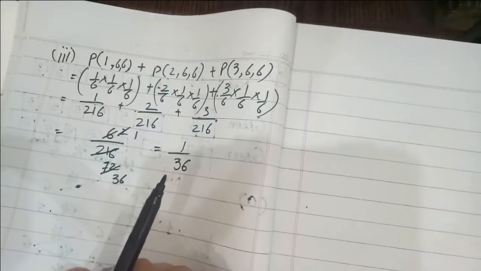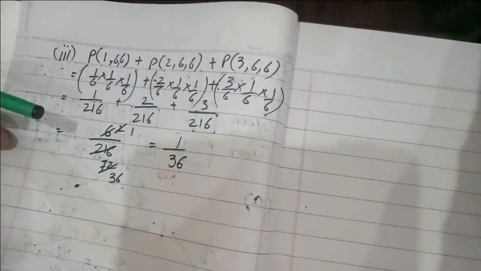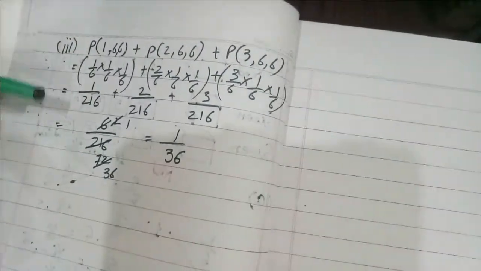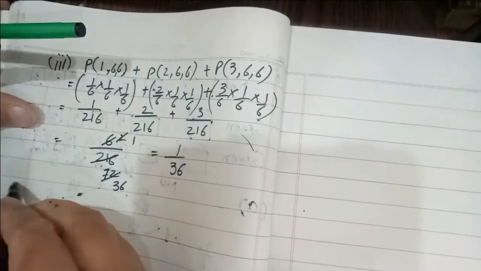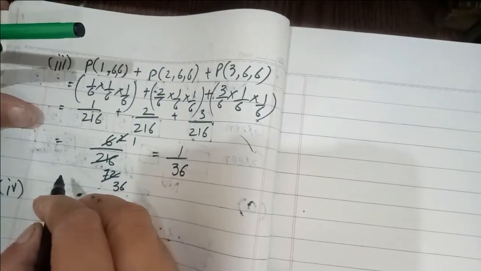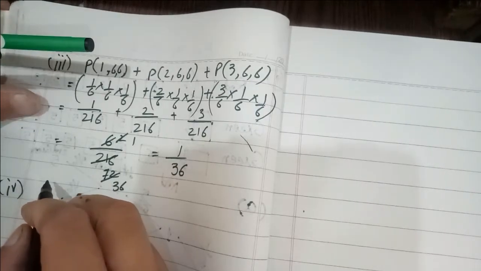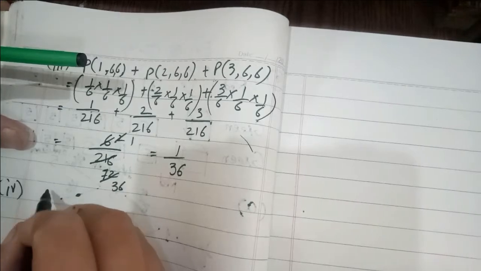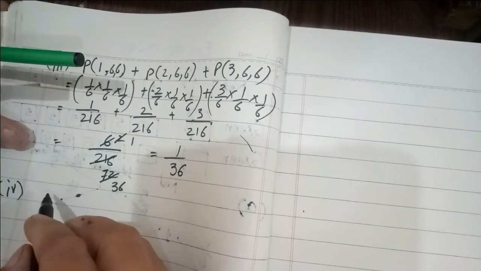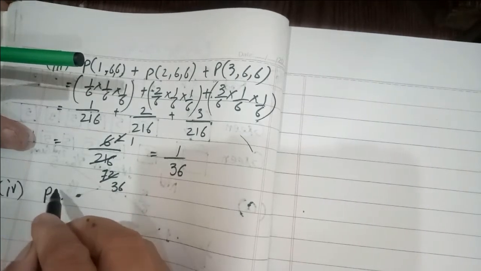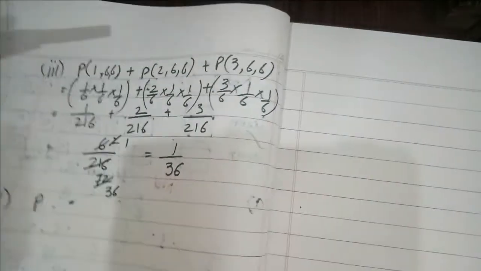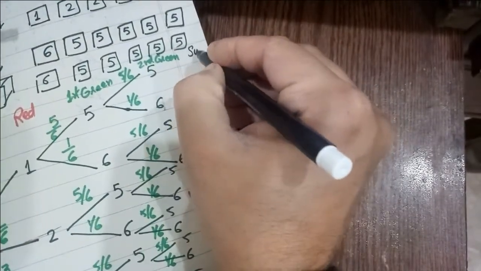Alright, next part 4, a sum of 12. Probability of sum of 12. So we'll go back towards the tree. This column is actually for sum.